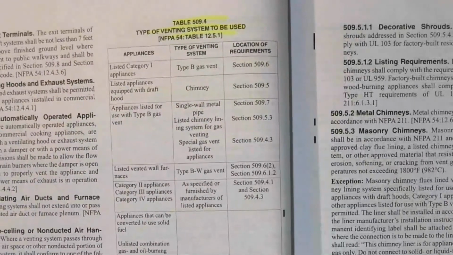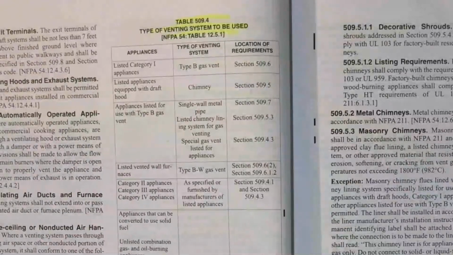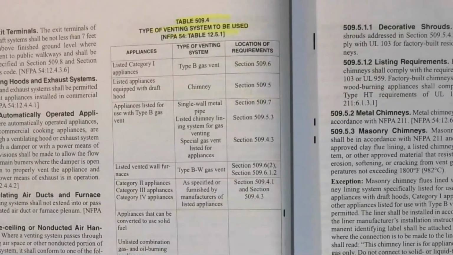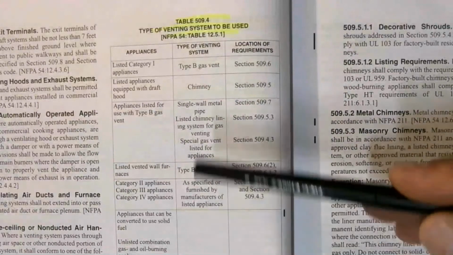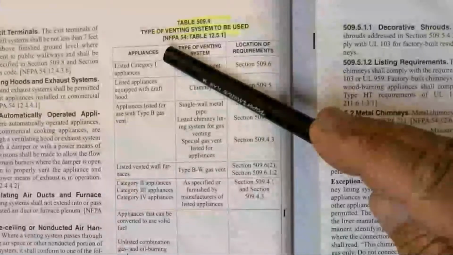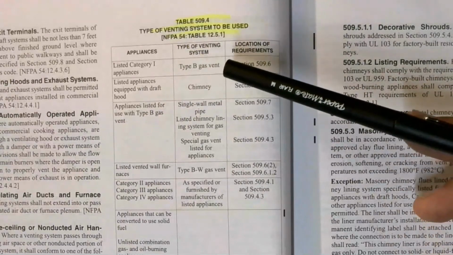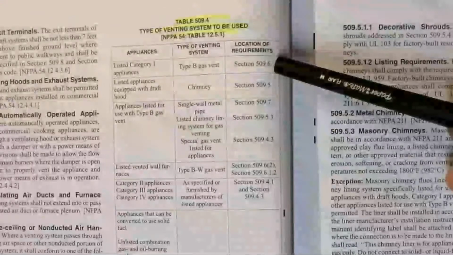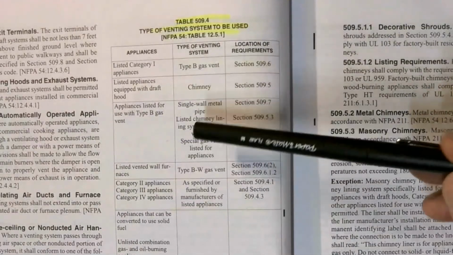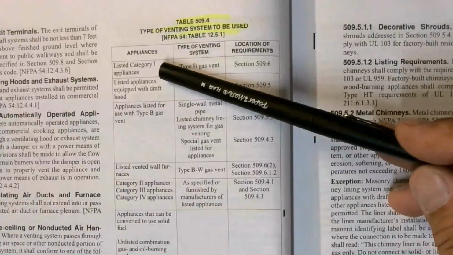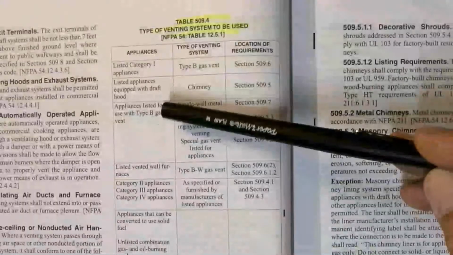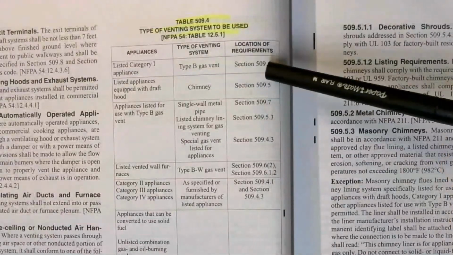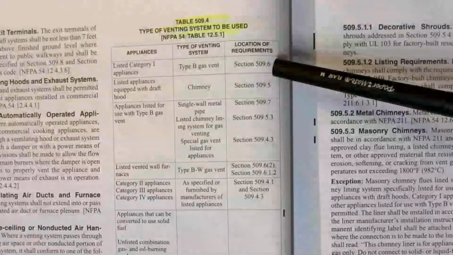Type of venting system to be used. So we are going to look at your appliance, okay, and then the type of venting system, and then the location of the requirements. Okay, we want, say, a category 1 appliance that gets a type V gas vent, and that goes to section 509.6.